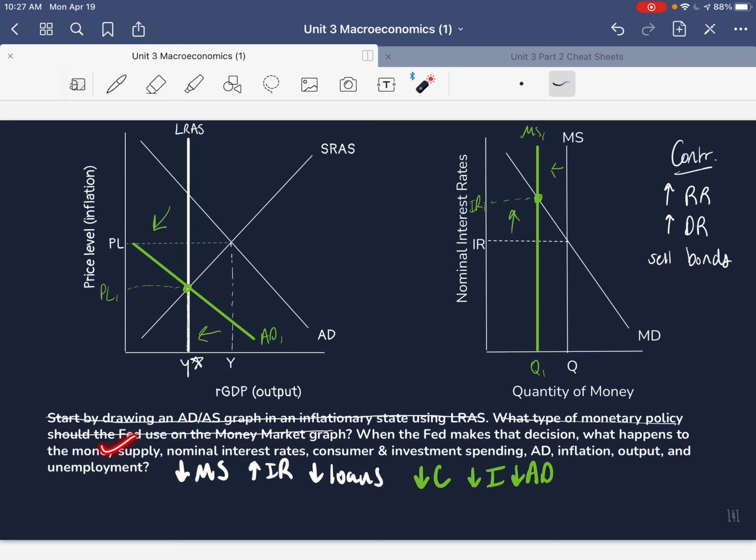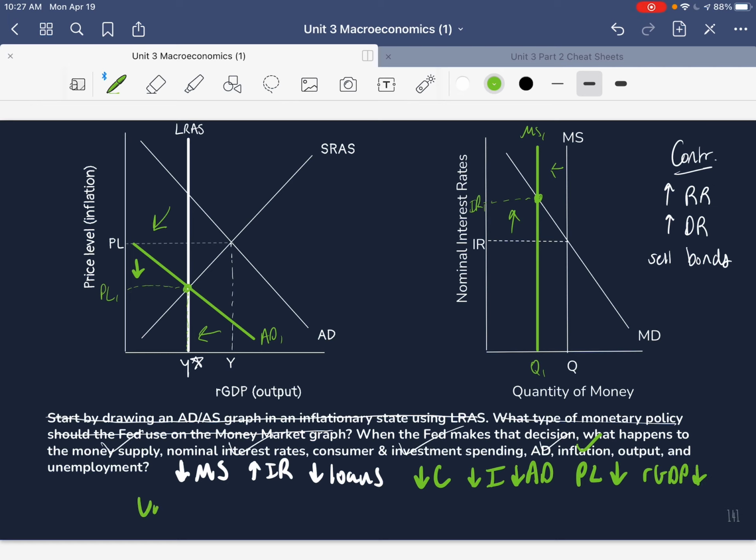So what happens to money supply? We did that. Good job for us. What happens to nominal interest rates? Done. Consumer investment spending? Done. AD? Done. Now, what happened to inflation? What happened to our price levels? Looks like PL went, oops, and I didn't put my arrow, down. Inflation, that's inflation. Output is our GDP, went down.